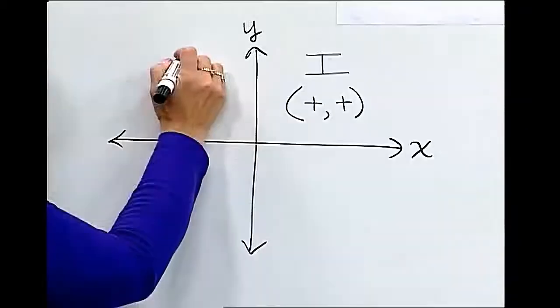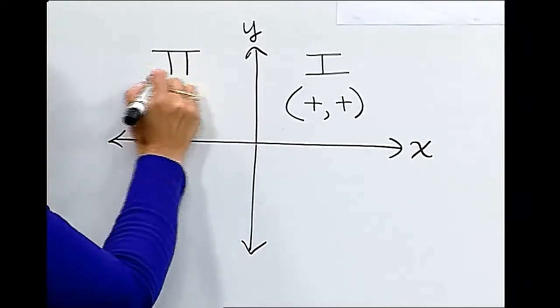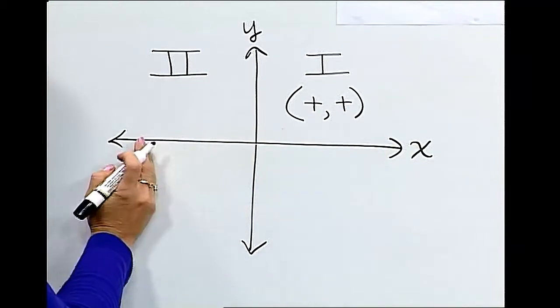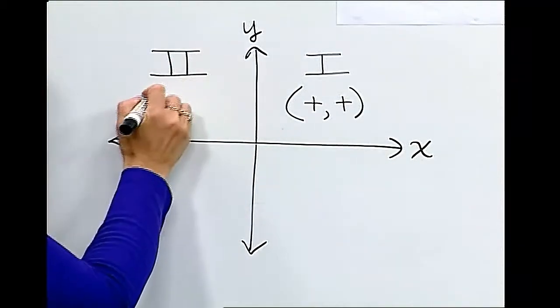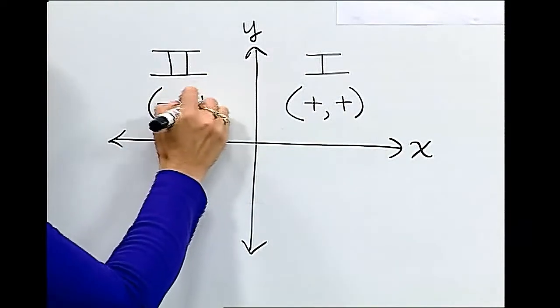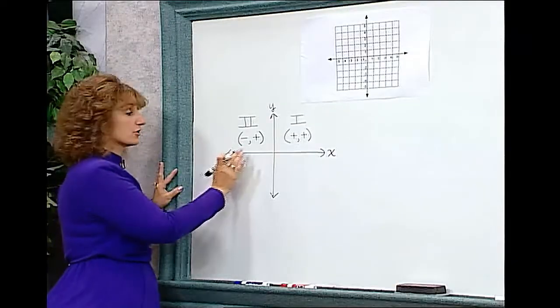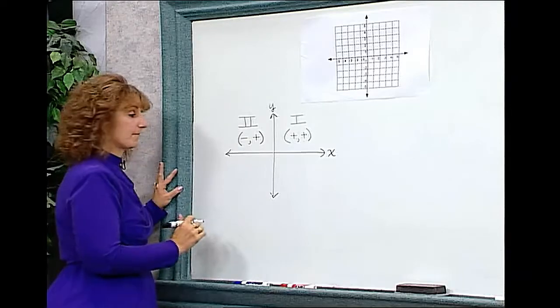When we come here working counterclockwise, this is our second quadrant. This one we would go left and up. Left was negative, up was positive. So all our answers in the second quadrant should be negative, positive.